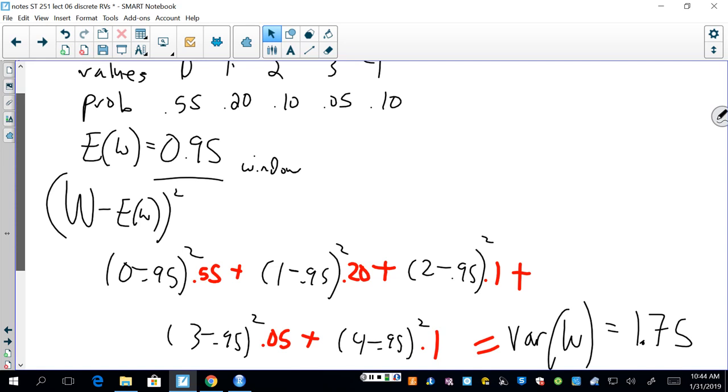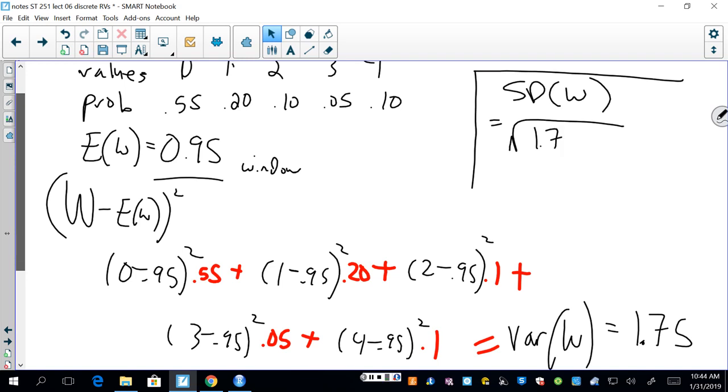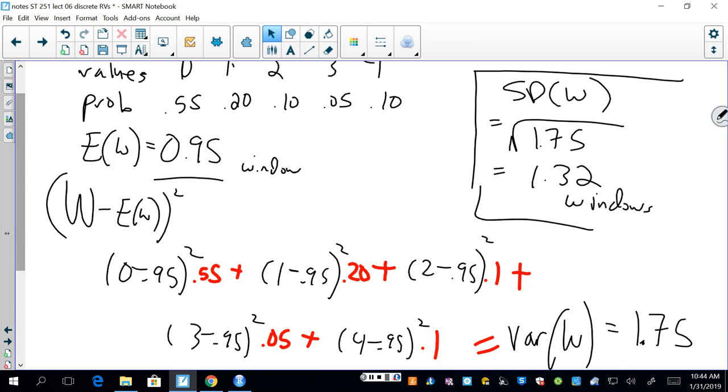We could compare it to the summertime value, and that'd be a meaningful comparison, but the units don't have much intrinsic meaning. The standard deviation of the number of windows in the winter time is going to be the square root of the variance, so square root of 1.75, which is 1.32 windows. That's back on the scale of windows. And very often the standard deviation is a little bit easier to work with in terms of thinking about actual measurements. Right? How about in the summertime?